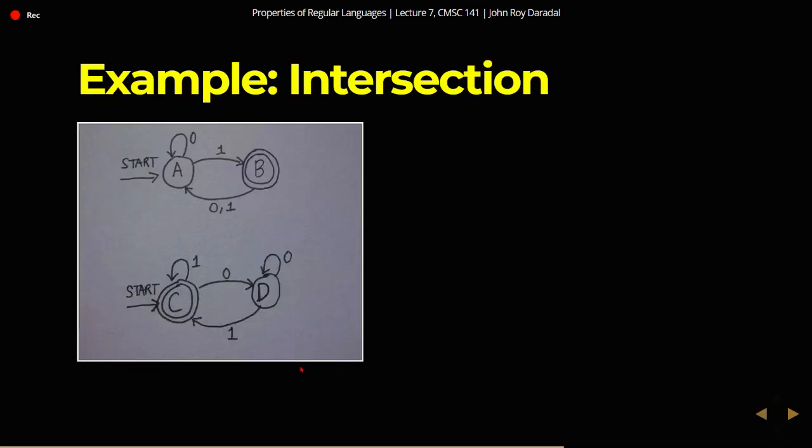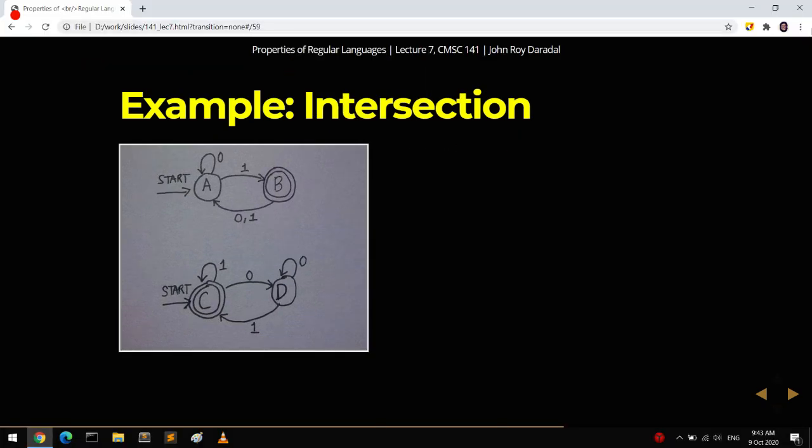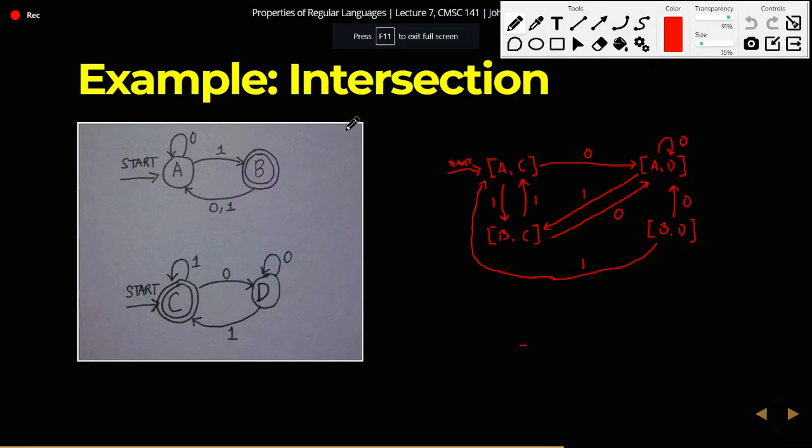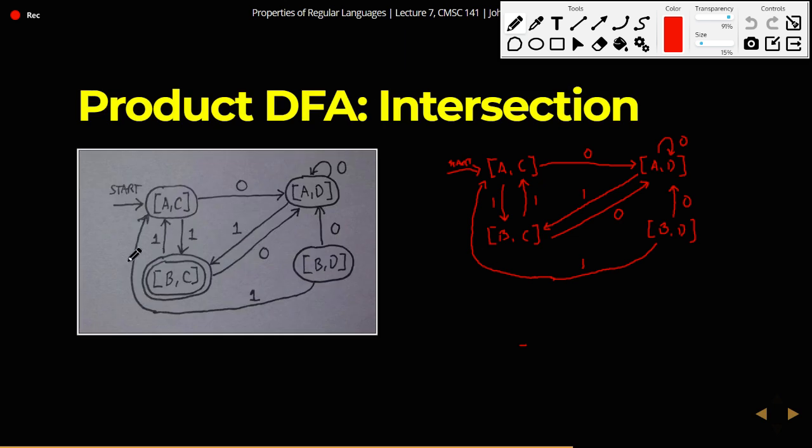Okay, so going back to this example, what do you think would be the final state for this product DFA? So for the final state, that would be B, C, because that's the only state wherein both states are final states in their original DFA. So BC. Okay. So BC is the final state here.